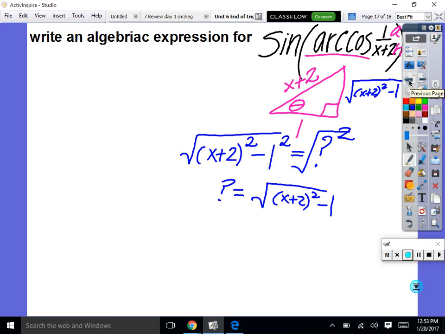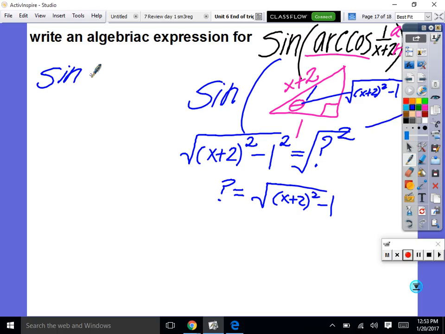So now we can answer sine. It says sine of that. What's the sine of that? Sine is opposite over hypotenuse. So sine is equal to the square root of x plus 2 squared minus 1, over x plus 2.